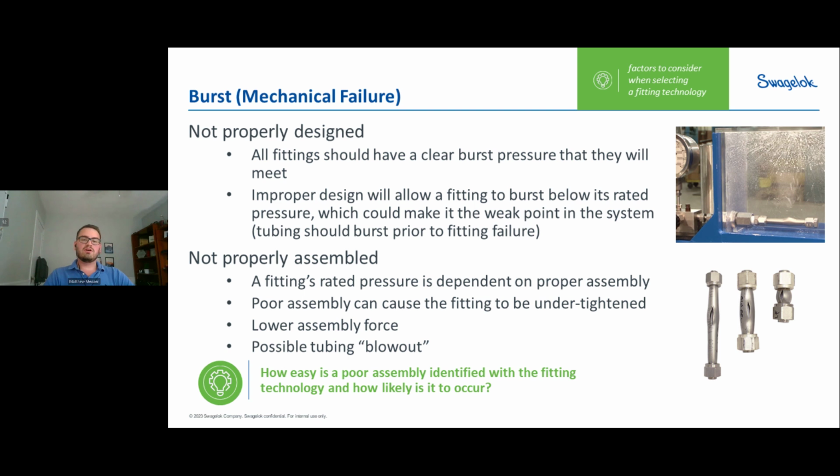Poor assembly can cause the fitting to be under-tightened. And that means that you're going to have a lower assembly force. It also means that, because you're not getting the proper tightening, you could easily get a tubing blowout to occur. So one of the things to think about when choosing a fitting is how easily poor assembly is identified within the fitting, and how likely that is to occur.